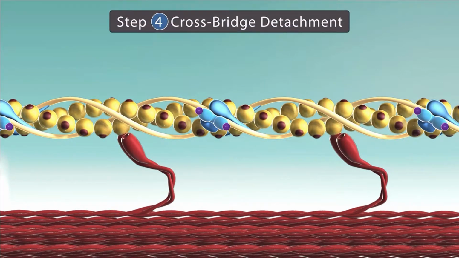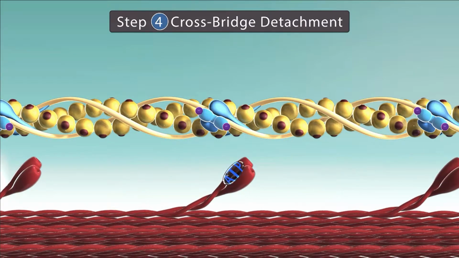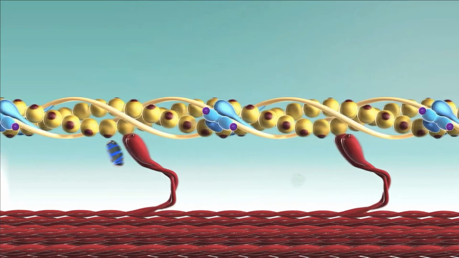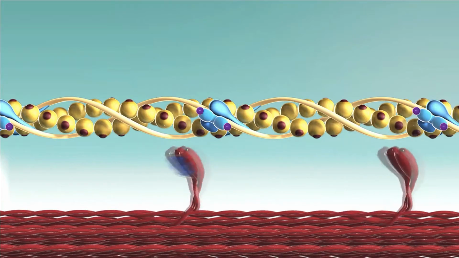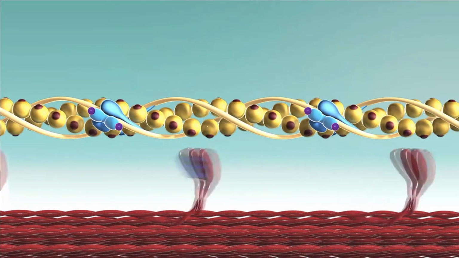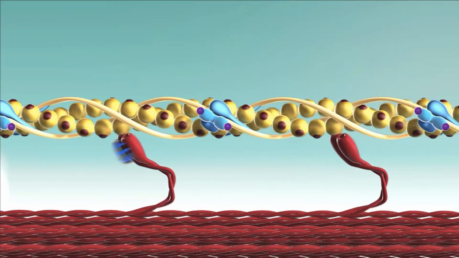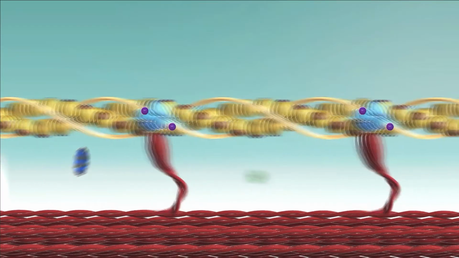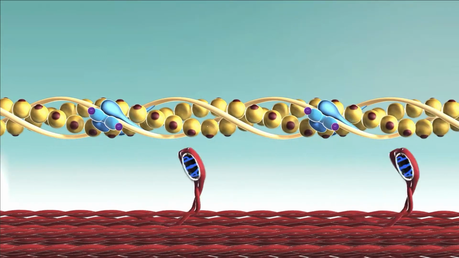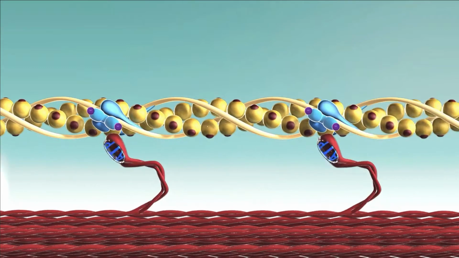In the final step for each contraction cycle, ATP binds the myosin head, resulting in detachment of cross bridges. As long as the levels of calcium and ATP inside the cell are adequate, then the contraction cycles will repeatedly occur and the sarcomere will shorten. That is, as long as the skeletal muscle contains enough energy and is stimulated by nervous impulses, a continual shortening of the sarcomere will occur.